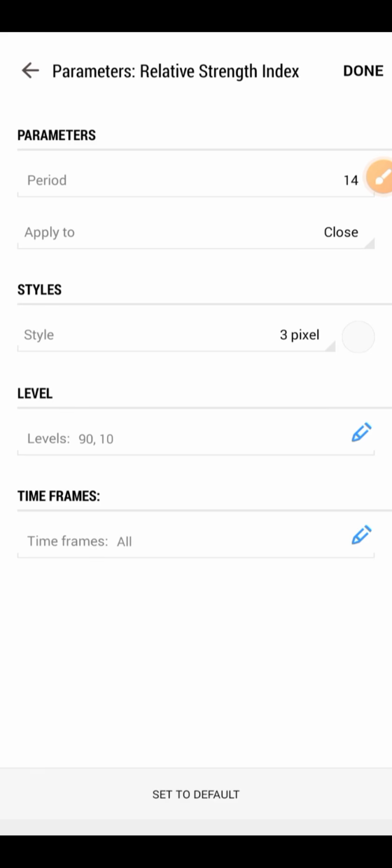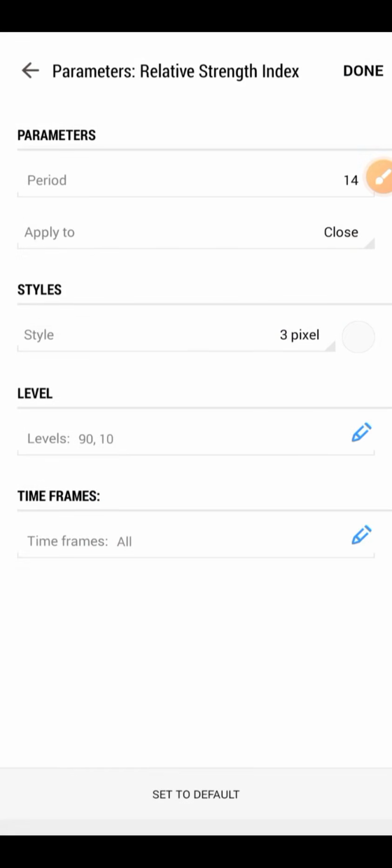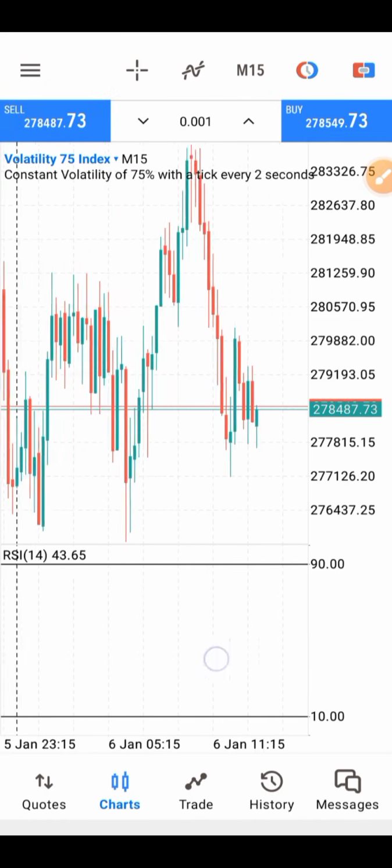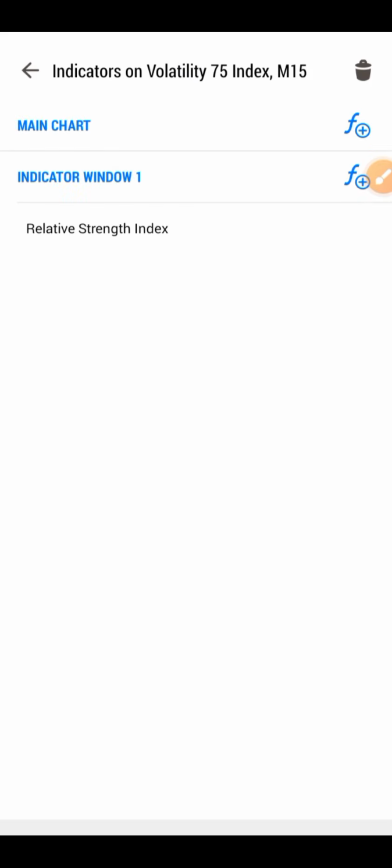You understand? So after that, change the style to the background color of your chart, because we don't really need the RSI. We only need it to house our indicators, to accommodate the remaining indicators. You understand? Then click on done. After you have done that, if you go back to the main chart, you should be able to see your RSI empty like this.